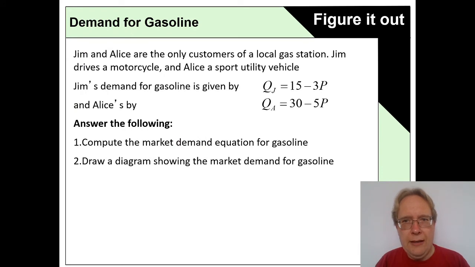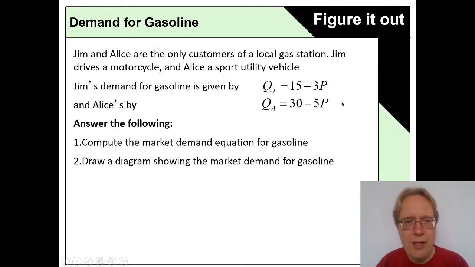How does that look analytically? So here's a different example. Suppose we have Jim and Alice, and they both have a demand for gasoline. Jim's demand is given by this. Alice's demand is given by this. Question: what is total demand? In these cases, it's always a good idea to draw a figure, as the question also asks here. The simple answer would be to just sum these two demands, right? So then you get 45 minus 8p.